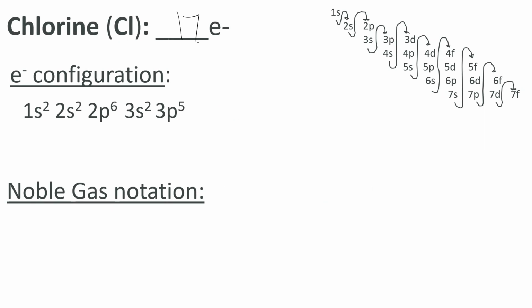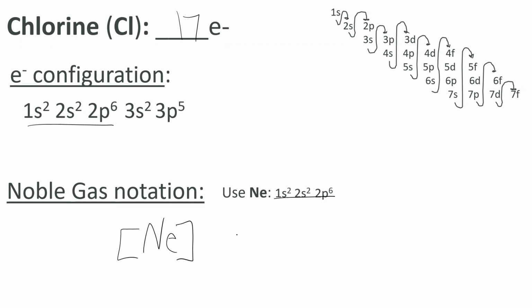The noble gas that comes before chlorine is neon. Neon goes up to 2p6. So in my bracket, I write Ne. That is representing 1s2, 2s2, 2p6. And then I add the rest on to the end. And I check. Neon has 10, 11, 12, 13, 14, 15, 16, 17 for chlorine.